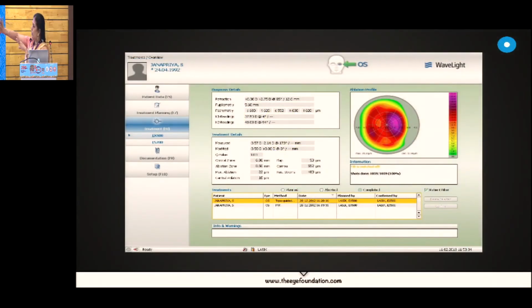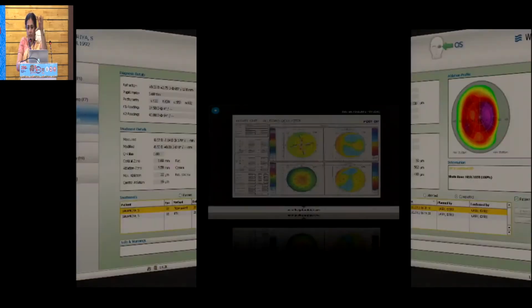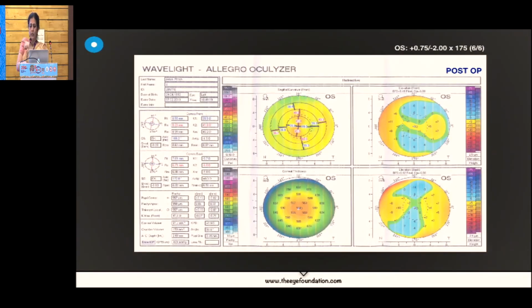So then all we did was do a topo-guided regularization where you remove some amount of tissue on the opposite side, which is called a bimodal approach of doing a myopic and a peripheral hyperopic ablation. That is, you are flattening the steeper area and by doing a hyperopic correction, you're steepening the adjacent area so that you are making the cornea more regular, and this is how the patient's cornea became.